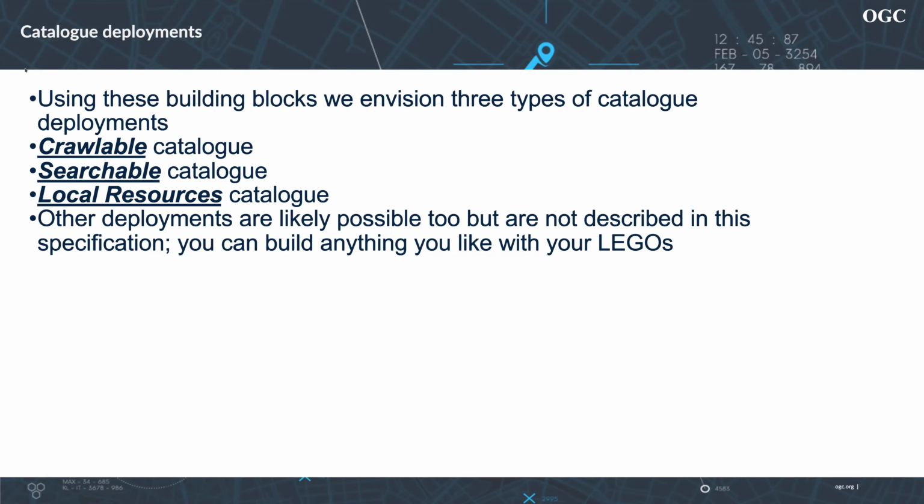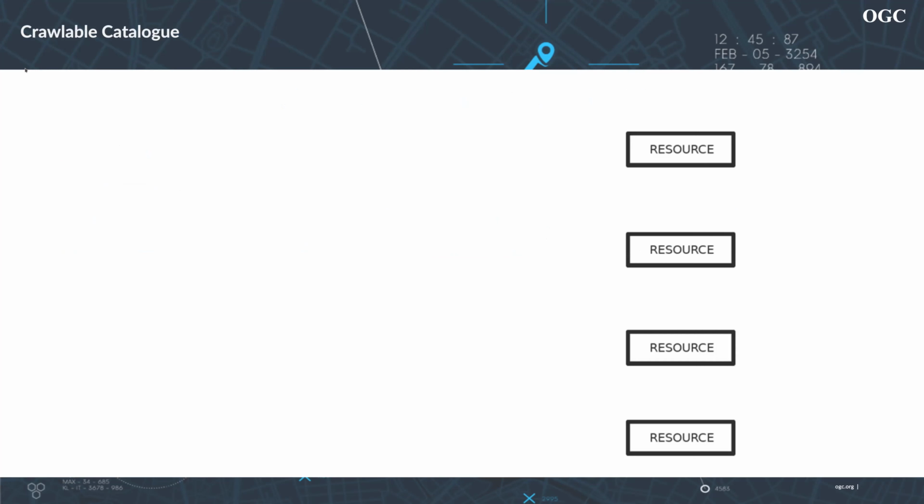So now we have all of these Lego blocks and we can assemble them in different ways. The ways that we've chosen to assemble them in the catalog are to define 3 types of catalog deployments. The first one we call a crawlable catalog. The next one we call a searchable catalog, and then a local resources catalog. We're sure there are other ways to put the building blocks or your Legos together, but we don't talk about that in the specification. So let's talk about crawlable catalogs.